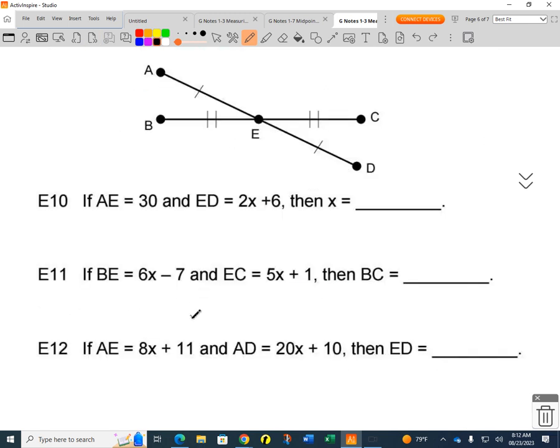All right. So now we have some problems. Is this the last example for 1-3? Okay. All right. So 1-3. What do we know about segment AD, Anange? What do we know about segment AD?